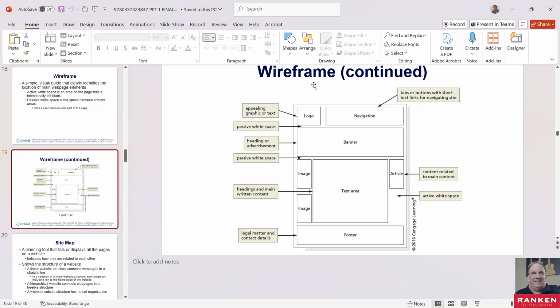So here's an idea of a wireframe as well, showing where you're going to put things. Here's your logo. Here's your navigation. Here's your banner.